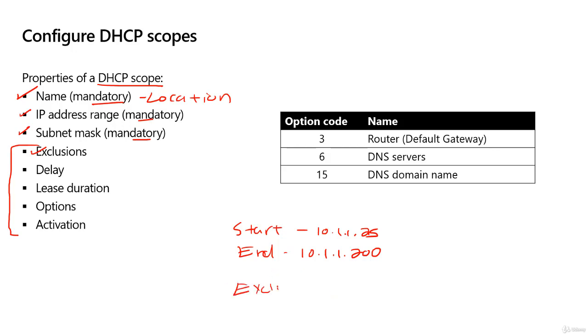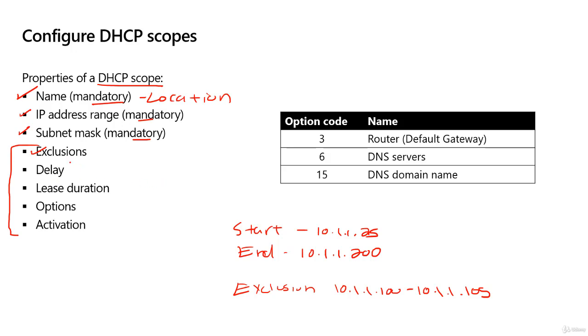I can simply have an exclusion that says 10.11.100 through 10.11.105 will be excluded. They will never be handed out. So you could do just one address up to a range of addresses. And you could have multiple exclusions if required. But those are just addresses that are not going to be issued from your DHCP server.